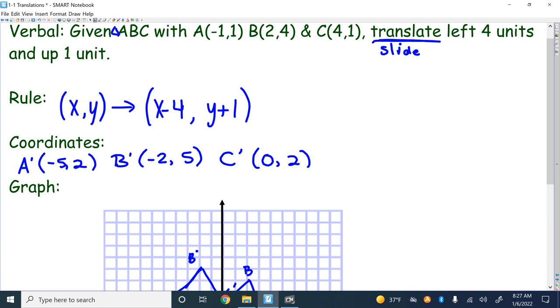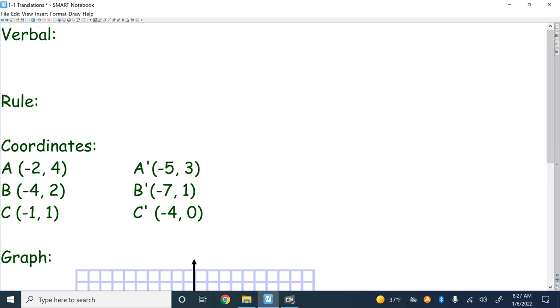Will it always give you the left and where to go? No. So each problem is gonna be different. Most of the time you're given the original coordinates and rule like this one or the verbal part, and then I want you guys to fill in the rest. But sometimes I give you just the coordinates or just the graph, and you kind of have to figure it out from there. So let's look at our next problem. Our next problem gives us coordinates. So what should we do?